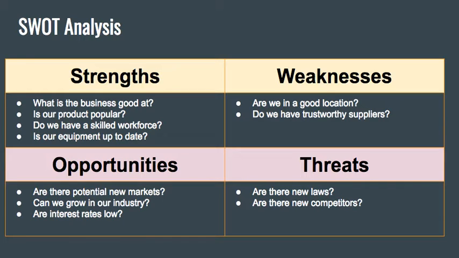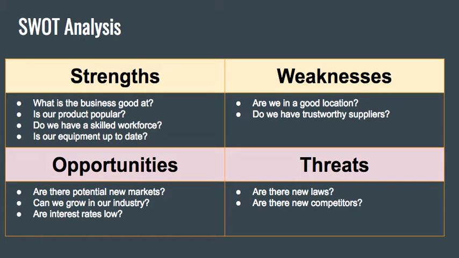And threats. Are there any new laws around? Are there any new competitors? They've got absolutely no control over government laws or which competitors come in. So that's something they have to try and find strategies to mitigate against. So they use a SWOT analysis to figure out, okay, where are we currently? Where are we right now as a business?